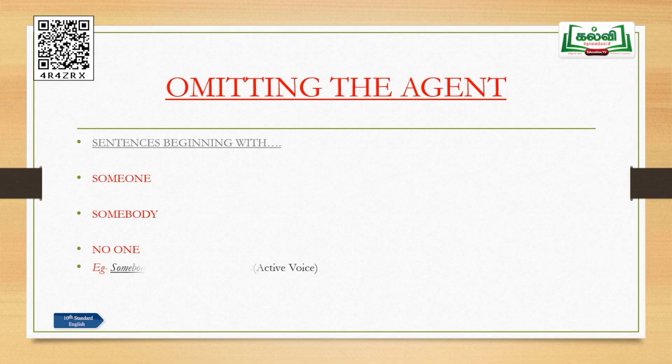Example: somebody has taken away my book. So here the agent is not mentioned very clearly.